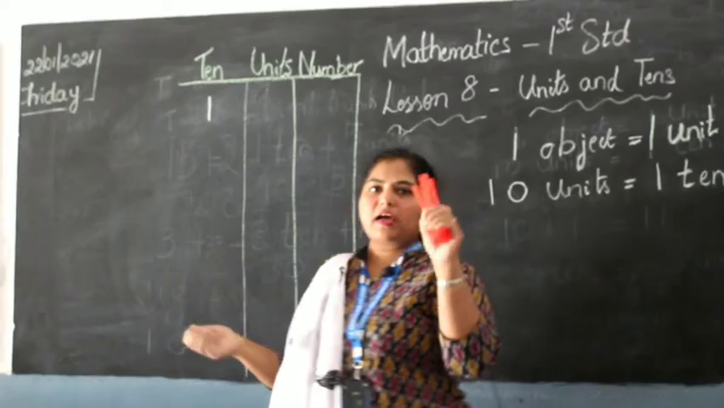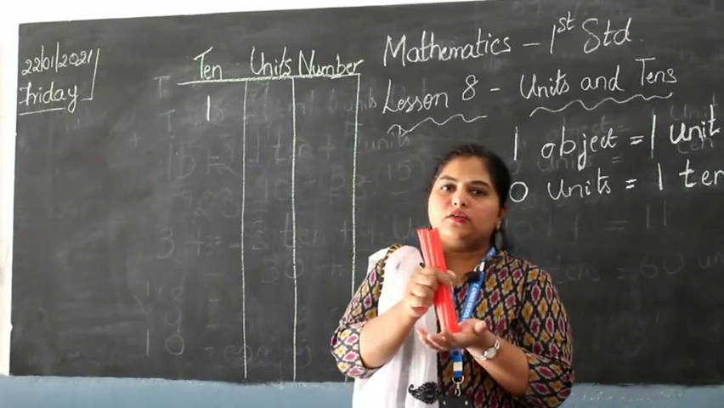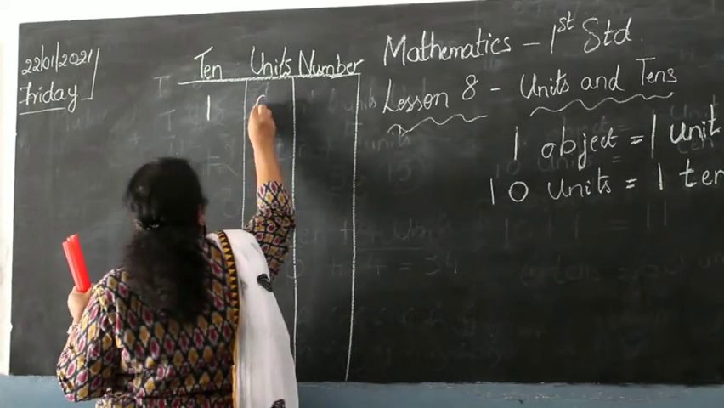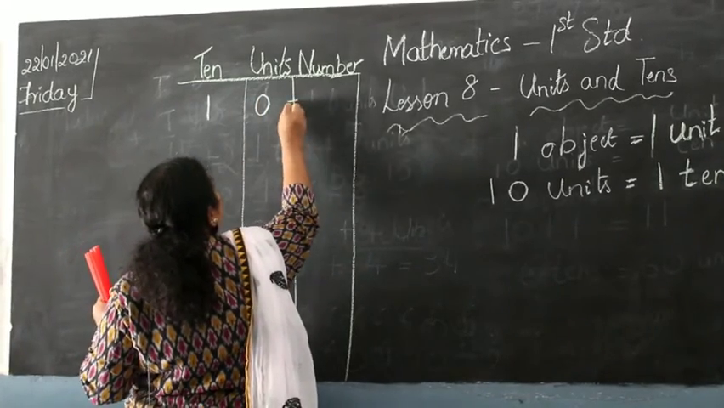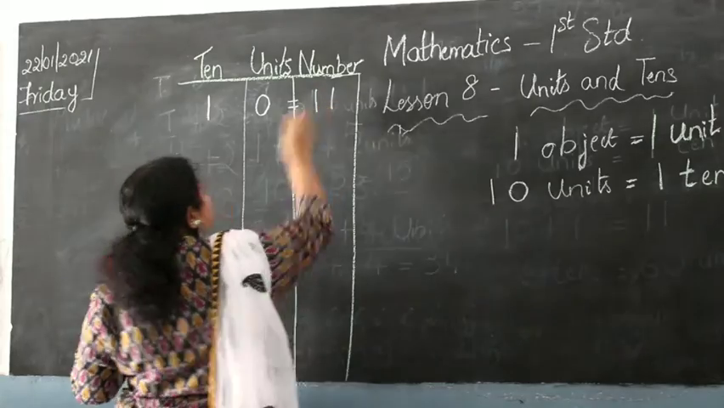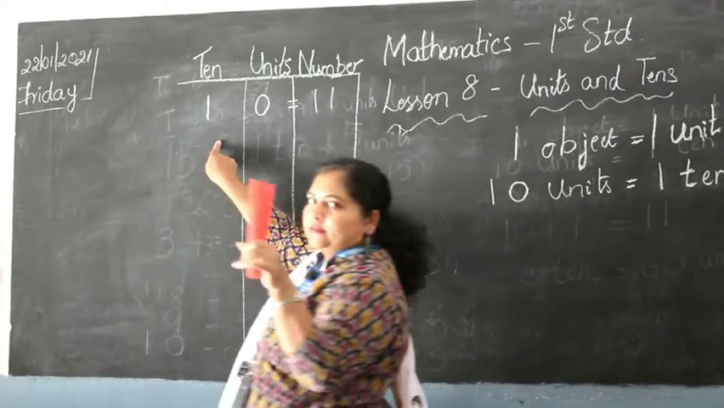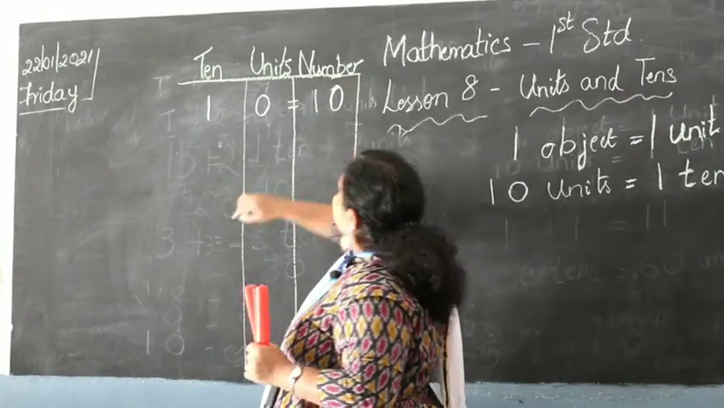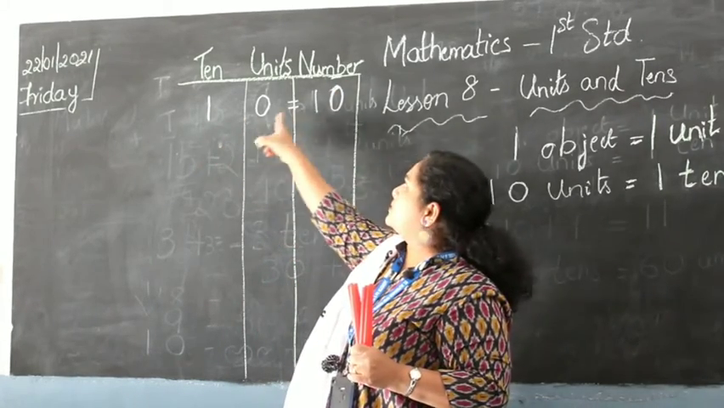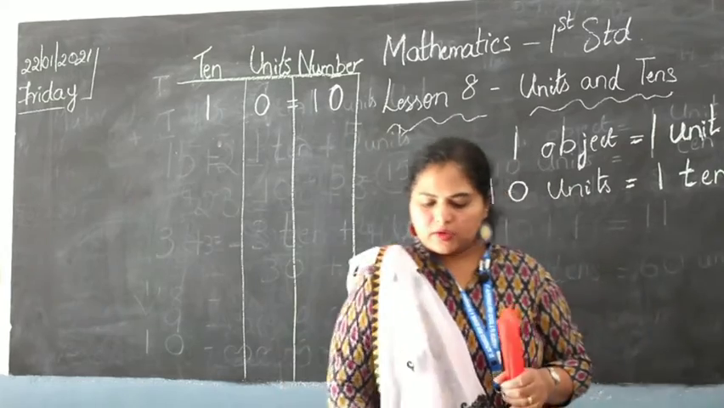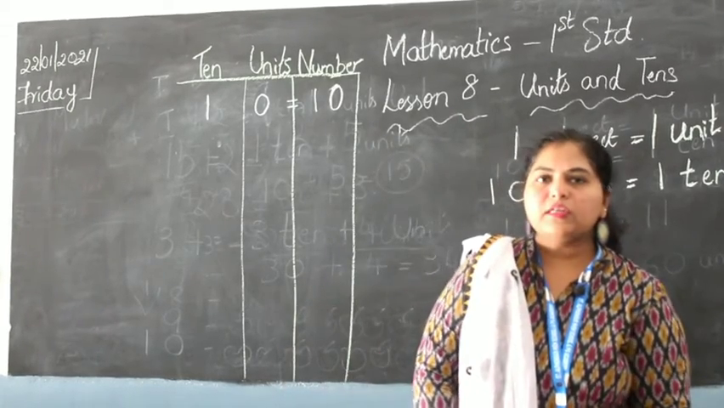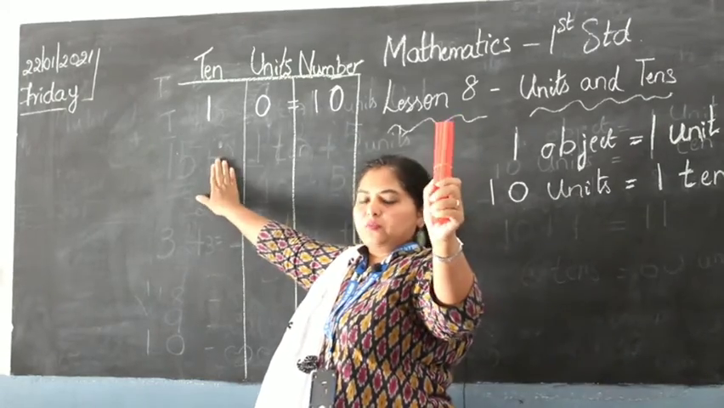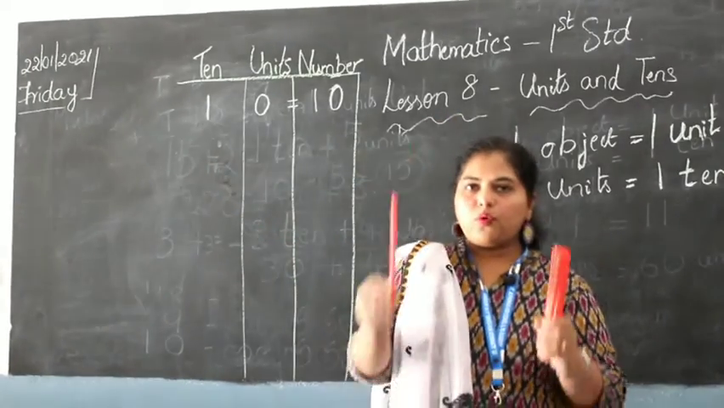And how many units do I have? I only have 1 ten in a group. I don't have any leftover units. So that will be 0 units. Got it? So 1 ten plus 0 units is equal to 10. Okay? So now I have 10, right? I have one group of 10 straws with me as 1 ten. Then I have 1 unit.